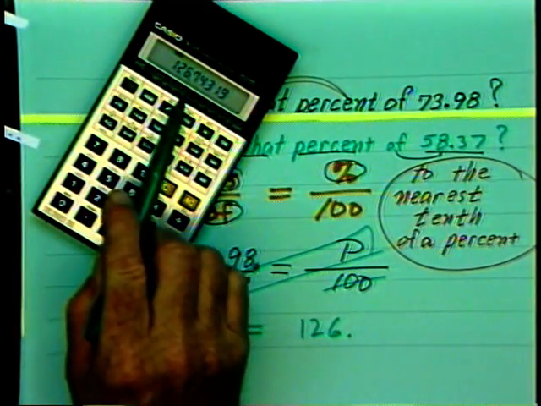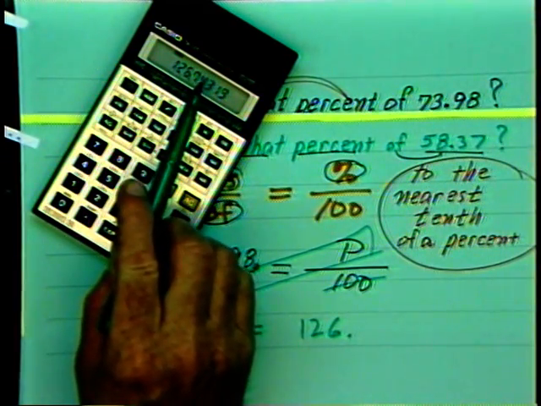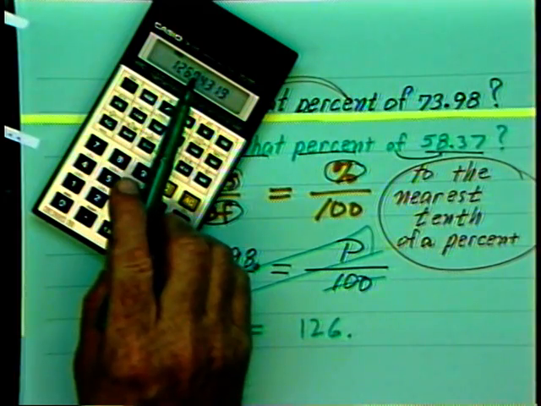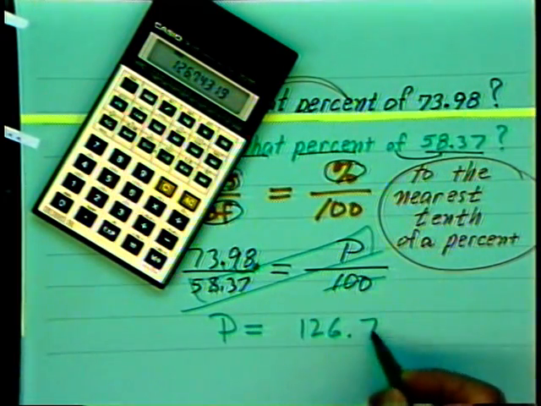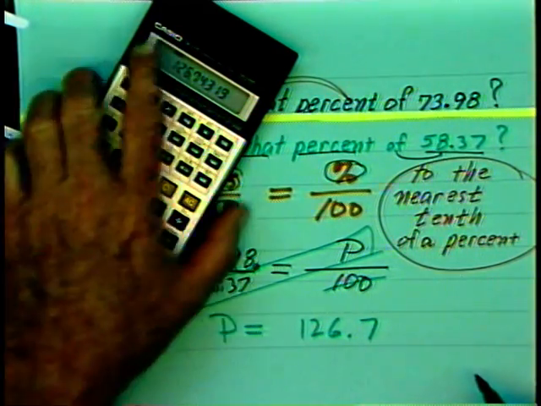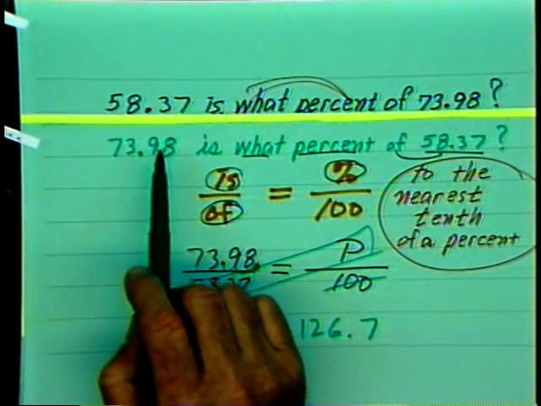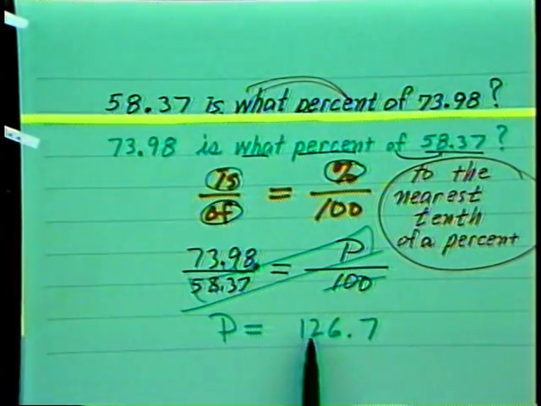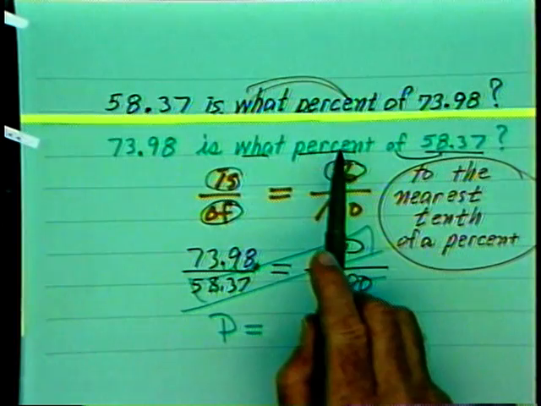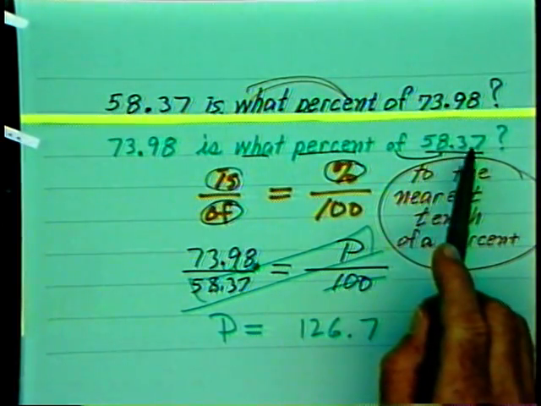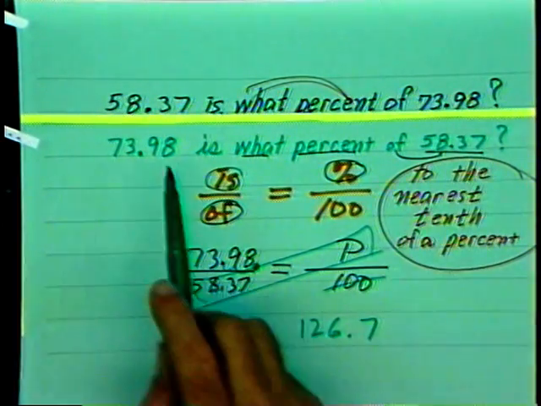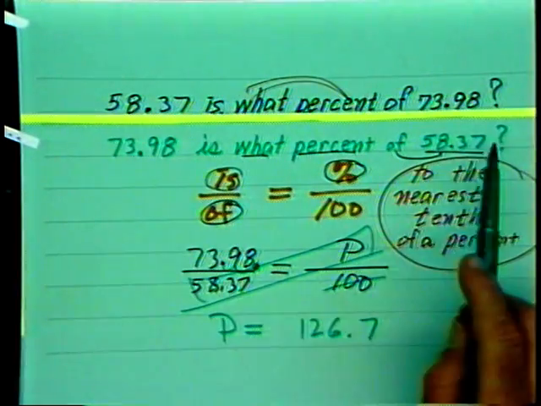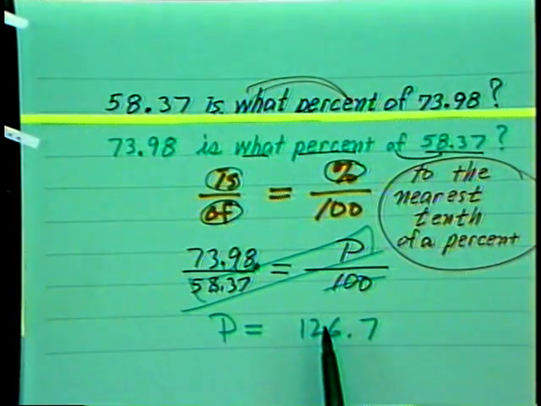Then I have 7, 4, and the 4 is less than 5, so I round down, that is, leave the 7 alone. So 73.98 is 126.7% of 58.37. And so this must be somewhat more than 100%, and this is somewhat more than 100.